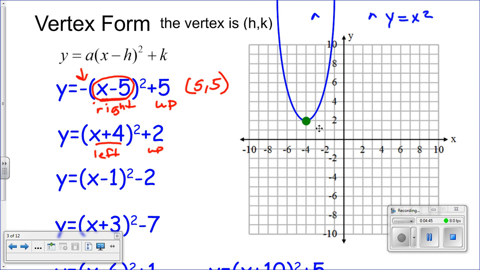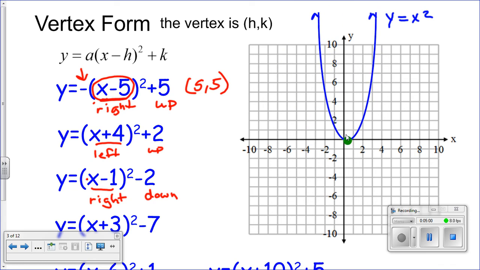Let's keep it going. On this one, the minus, what makes a 0 is positive 1. That means this goes right 1. And then it's a negative 2 on the outside, which means we go down 2. So I'm going to put this back at our parent function right here, and I'm going to go right 1 and down 2. That's where your parabola should be.